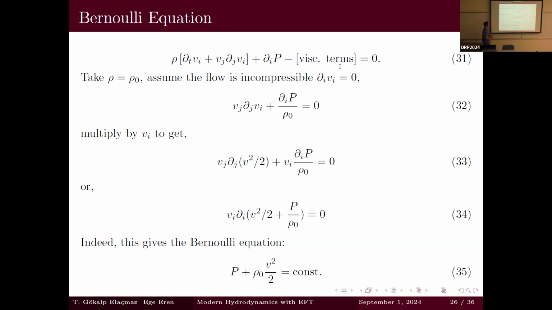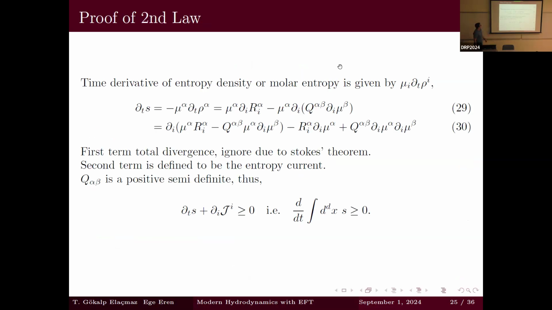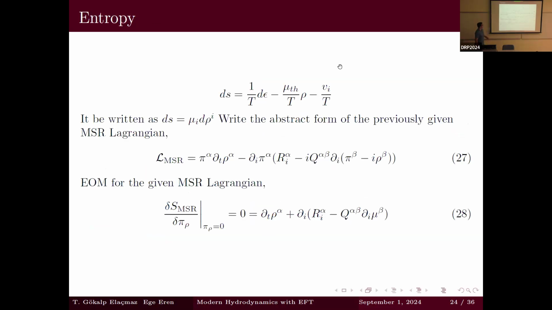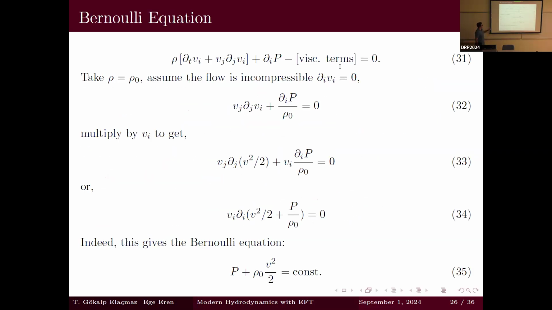Now, the Bernoulli equation is proved from the 25th equation, again, that I gave right here. We go from the 25th to the 26th, and then we assume this rho doesn't change, and we have incompressible flow, which ensures the divergence of B is 0. Then we automatically get the Bernoulli equation, just by applying some things.